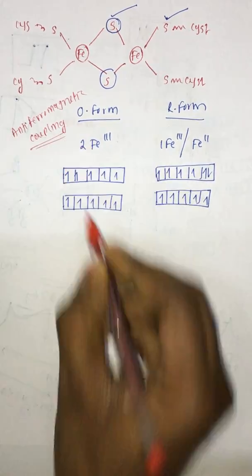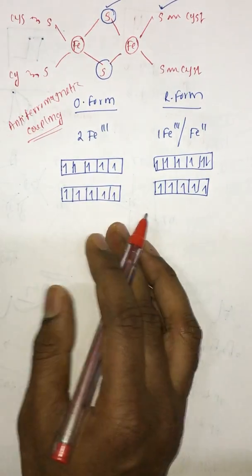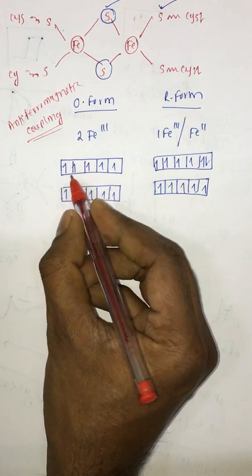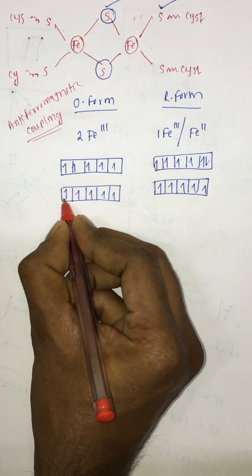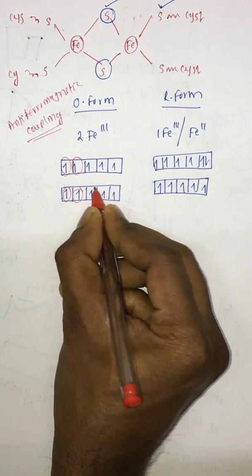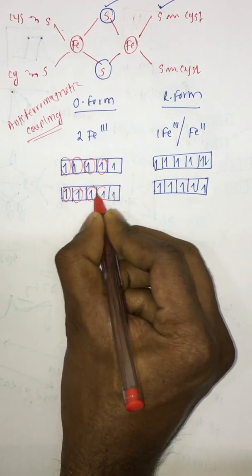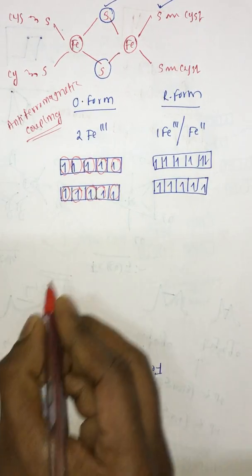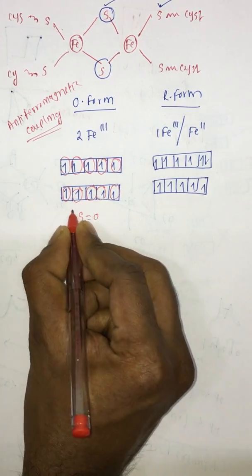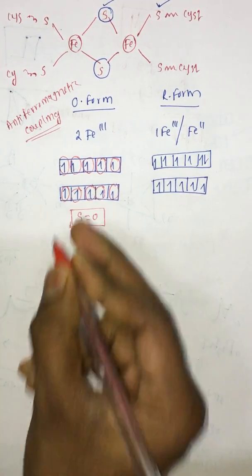So what is anti-ferromagnetic coupling? Two iron atoms have unpaired electrons. Now these unpaired electrons will get paired up. This will pair up with this, and this will pair up with this, like that. All electrons get paired up. So the resulting S value is 0, because all electrons are paired here.